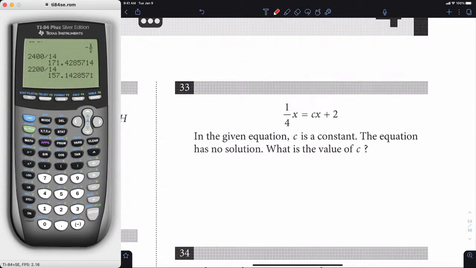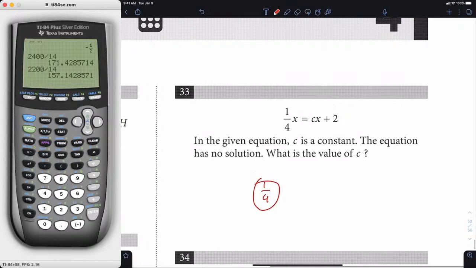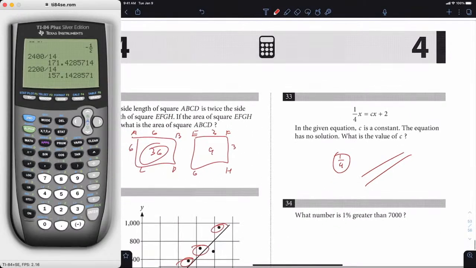33. In the given equation, C has a constant. No solution. That means it's 1/4. Done. Because they have to have the same slope in order for the lines to be parallel, thus never intersect, thus they have no solutions.